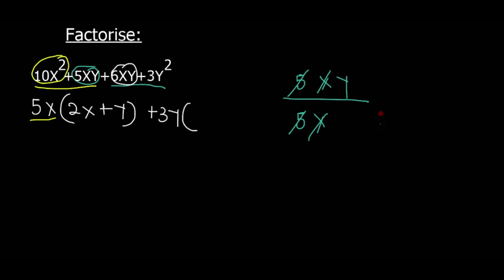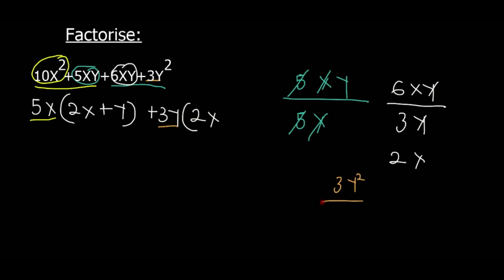6xy re divide ka 3y. 6xy divided by 3y. 6 divided by 3 ke 2. Y and y cancel, so ro shala ka x. So re na le 2x. And then ra tšea 3y squared. Ra re 3y squared divided by 3y. So 3 and 3 cancel, and then y and y cancel, so re shala ka only y.